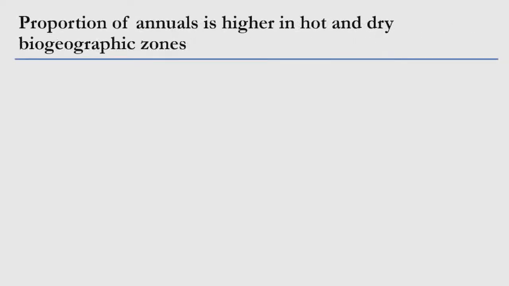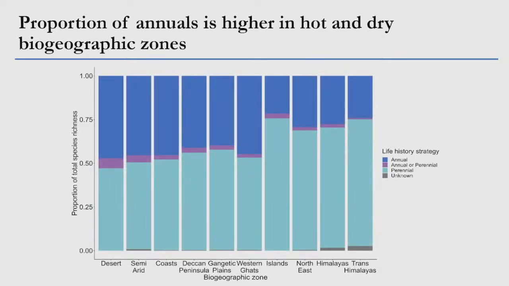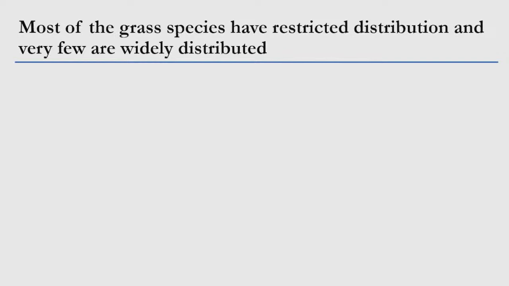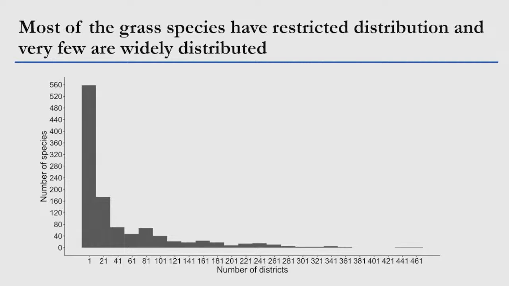Now, if we look at the distribution of annual and perennial grasses in different biogeographic zones, we see that perennial grasses form most of the proportion of the species throughout all the biogeographic zones, but the proportion of annuals is comparatively higher again in the hot and dry biogeographic zones of deserts and arid. And like we see for most taxa, even grasses show a pattern that most of the species are restricted in distribution, while very few species are widely distributed.